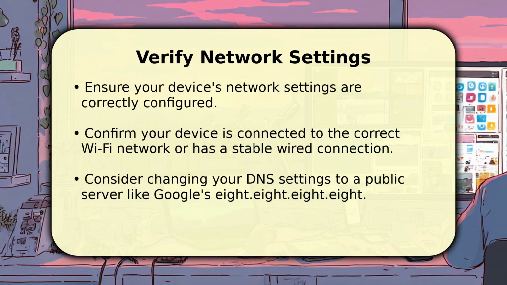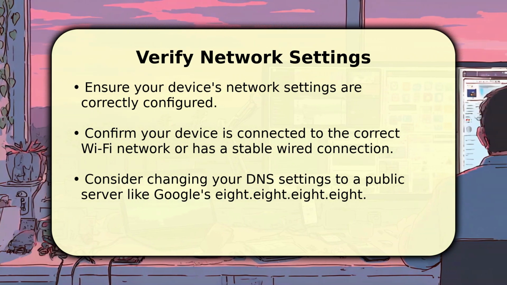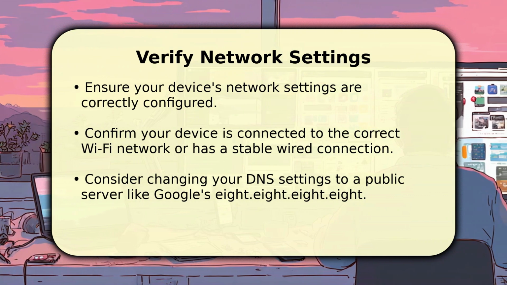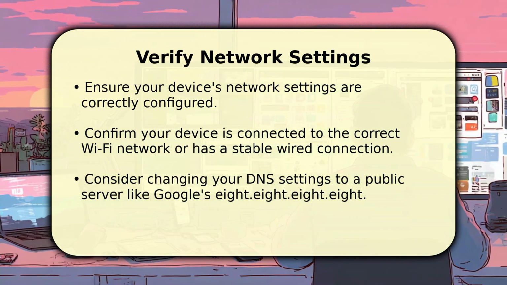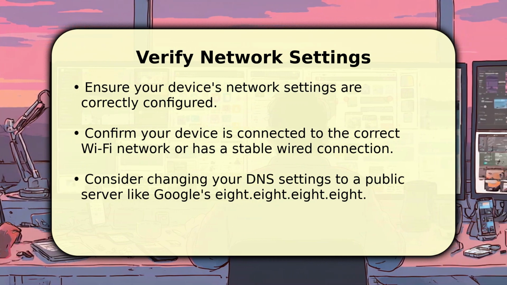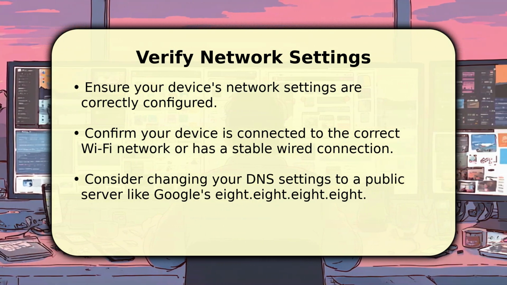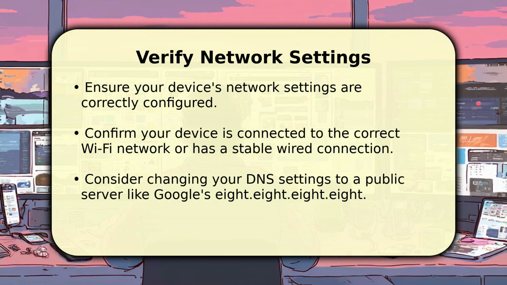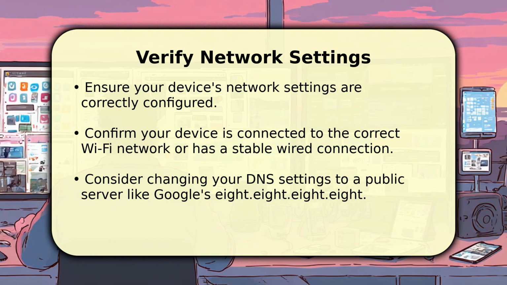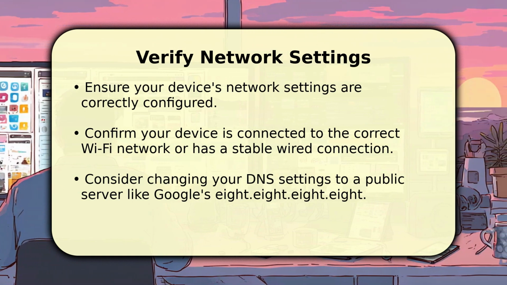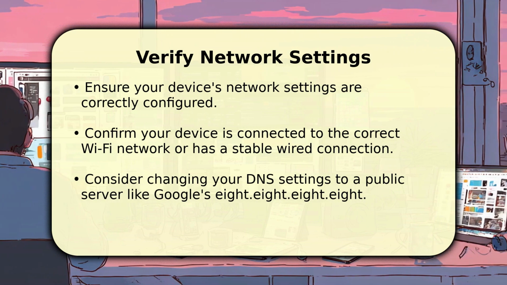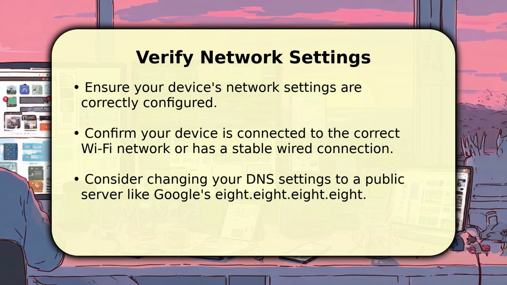Now let's look at your network settings more closely. Ensure your device is connected to the correct Wi-Fi network and that the signal is strong or that your wired connection is stable. If you use a VPN or proxy service, try disabling it temporarily, as these can sometimes interfere with specific connections. For an advanced step, consider changing your device's DNS settings to a public server, such as Google's 8.8.8.8, which can sometimes improve connectivity.